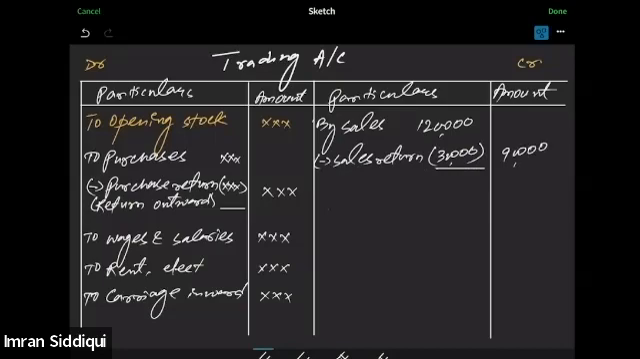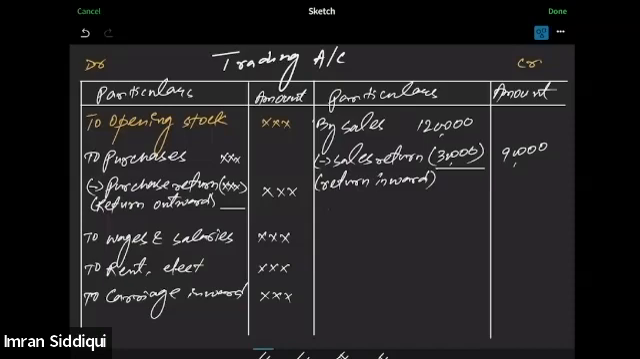And one more thing: just like purchase return was known as return outward, sales return is also known as return inward. This is called return inward. Sometimes it is given in the question by the name of return inward, so you don't have to be confused about what it is. It is basically sales return given by the name of return inward. All right, so I hope this is clear.